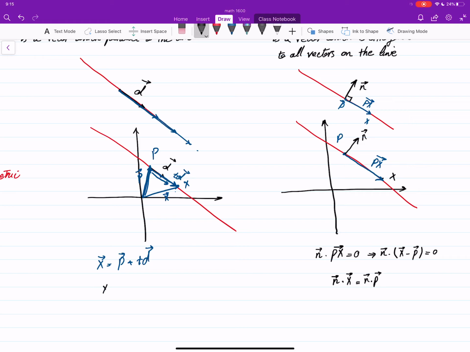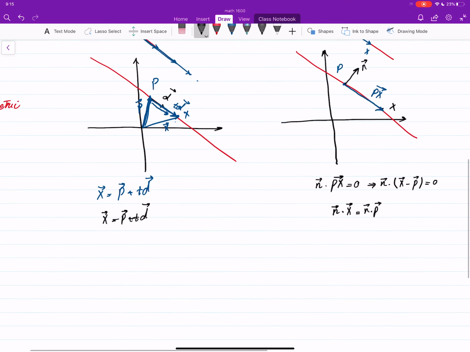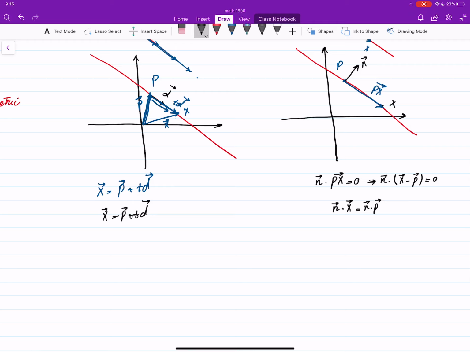In the direction case, we already have it: X equals P plus tD. This is called the vector form of the equation of the line. The other one, n dot X equals n dot P, is called the normal form of the equation.